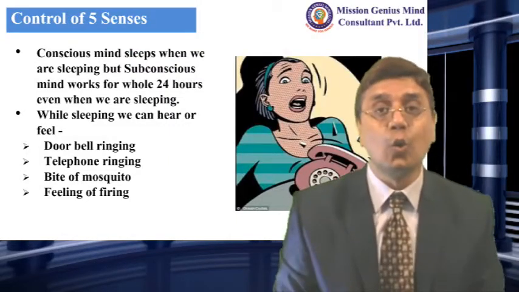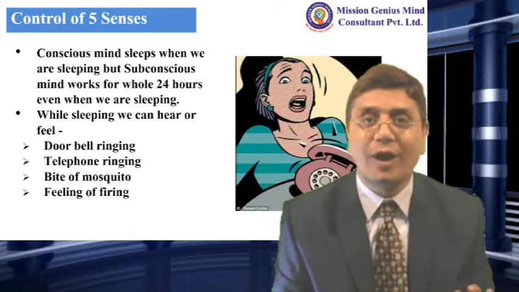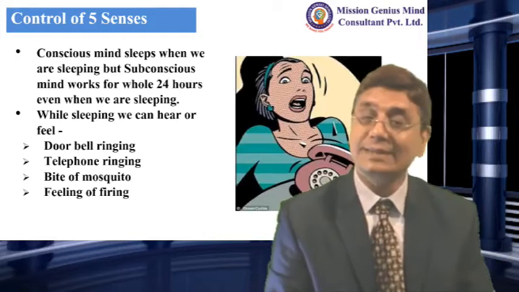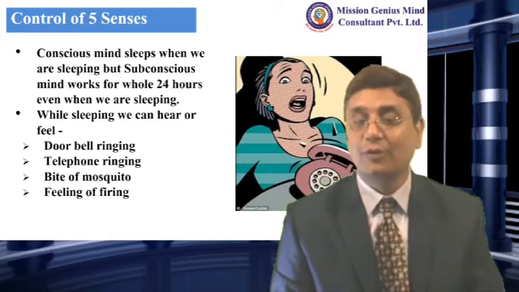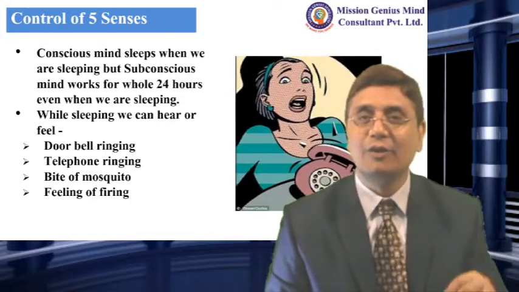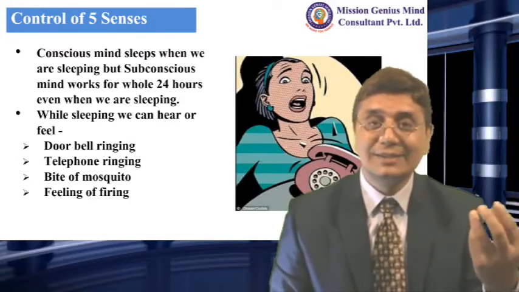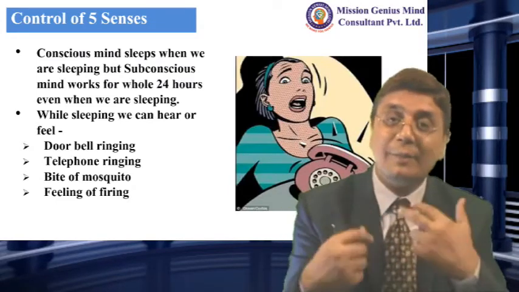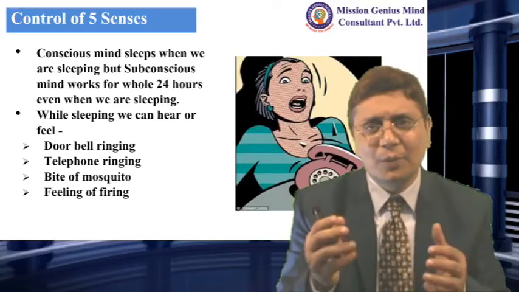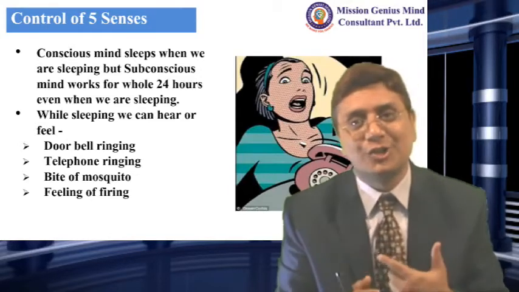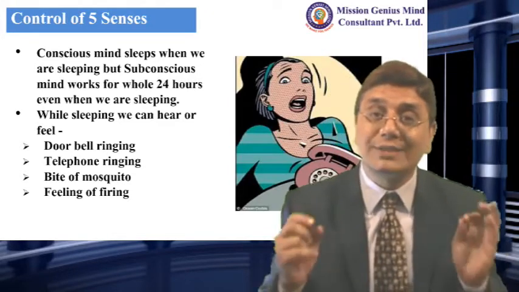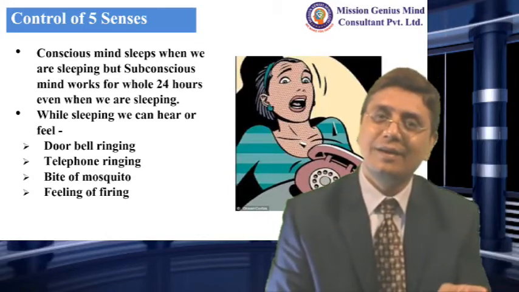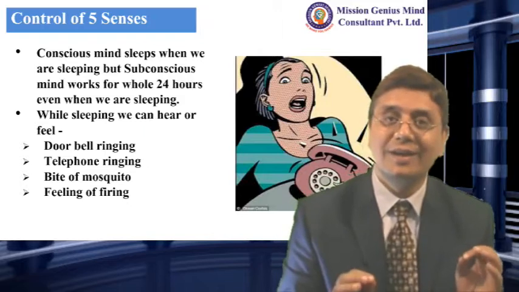First of all, it controls all our 5 senses 24 hours continuously, even while we are fully asleep. Still, somebody rings the doorbell, the telephone, the bite of a mosquito, or the feeling of fire, or somebody just calls us by name. How do we get the attention? How do we wake up? This is the subconscious mind. The subconscious mind is 24 hours active. It is continuously listening, even while asleep. It never sleeps, always active.